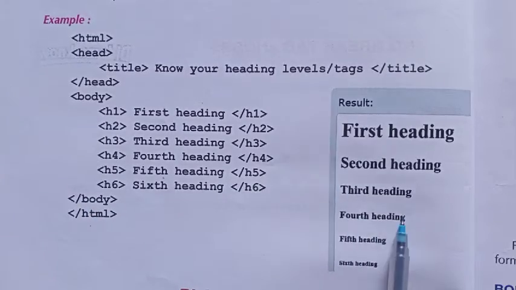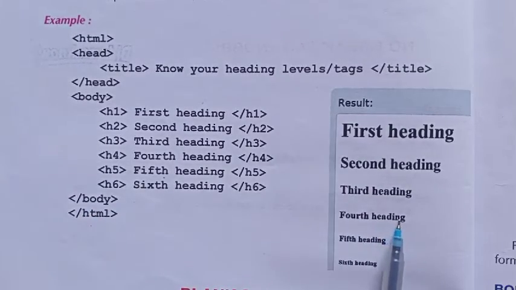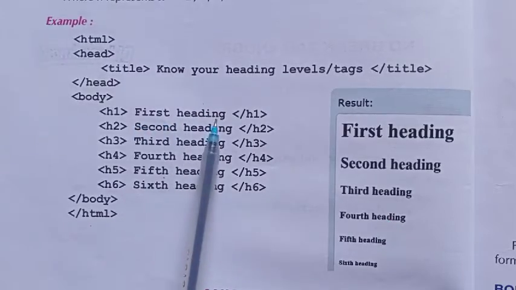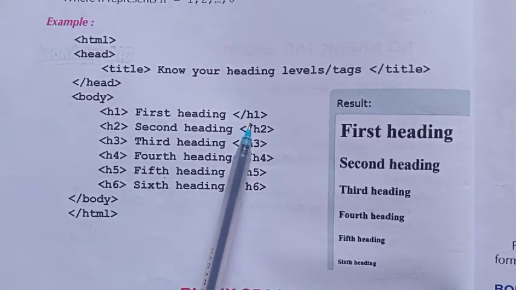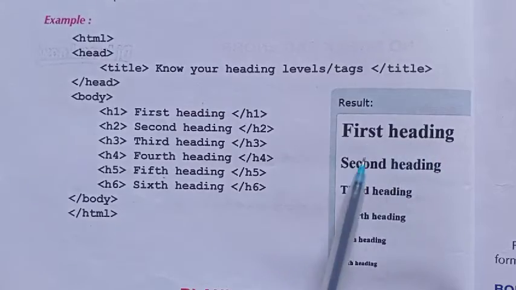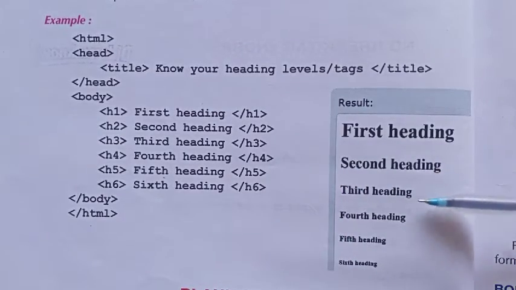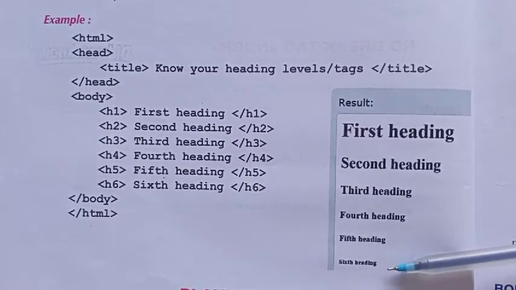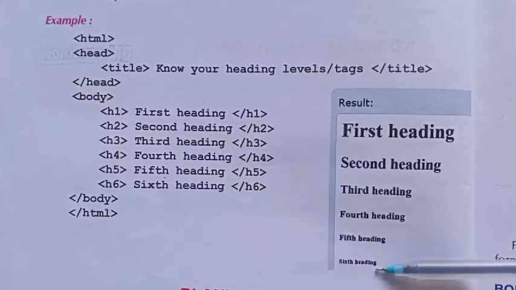You can see the result of this. We said H1 is the largest. So you see the text that was written within the H1 tag appears to be the boldest and the tallest of all the text. Then similarly you can see this is the H2, H3, H4, H5, H6. H6 is the smallest, so you can see the effect of the H6.